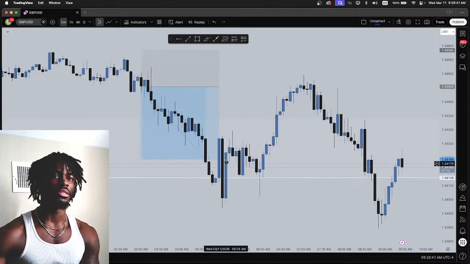So potential, like saying this one didn't fully form, and so price came back. So that was that setup.